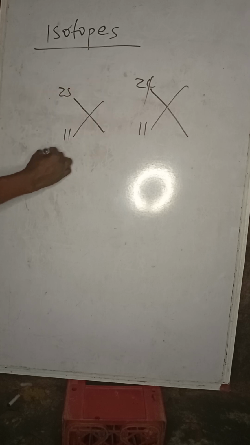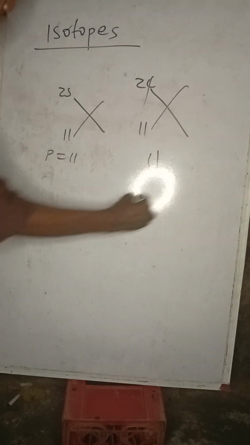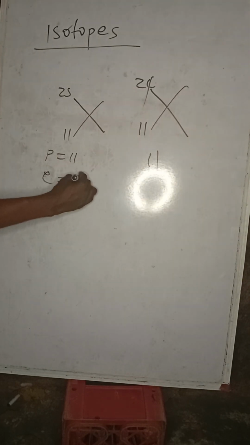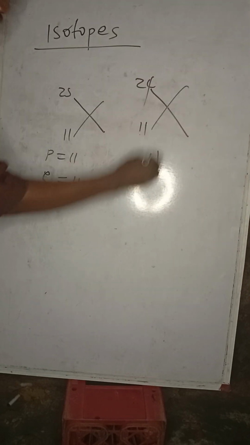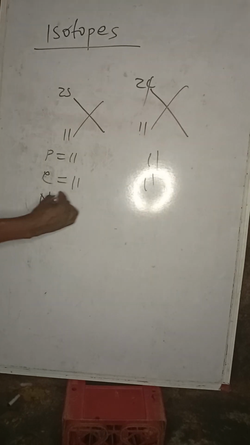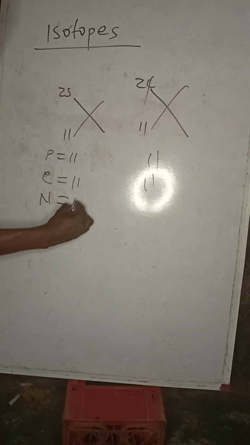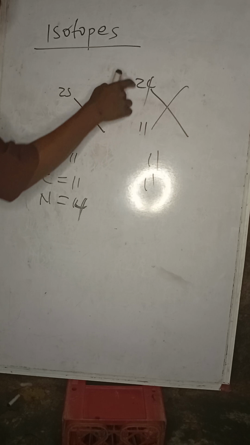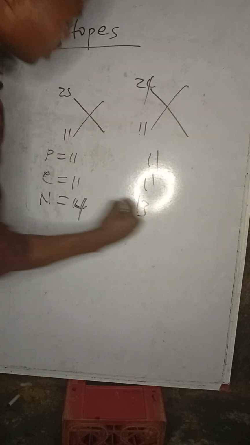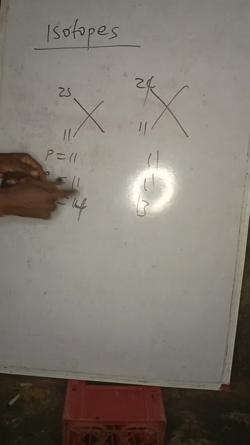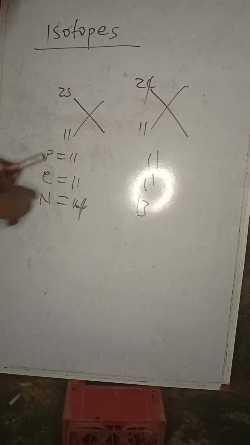What do I mean? How many protons are here? 11. How many protons are here? 11. How many electrons are here? 11. They have no charge: 11 minus 11 is 0. But the neutrons here are going to be 25 minus 11, making it 14. 24 minus 11 makes it what? 13. So the isotopic difference is due to the difference in neutrons.